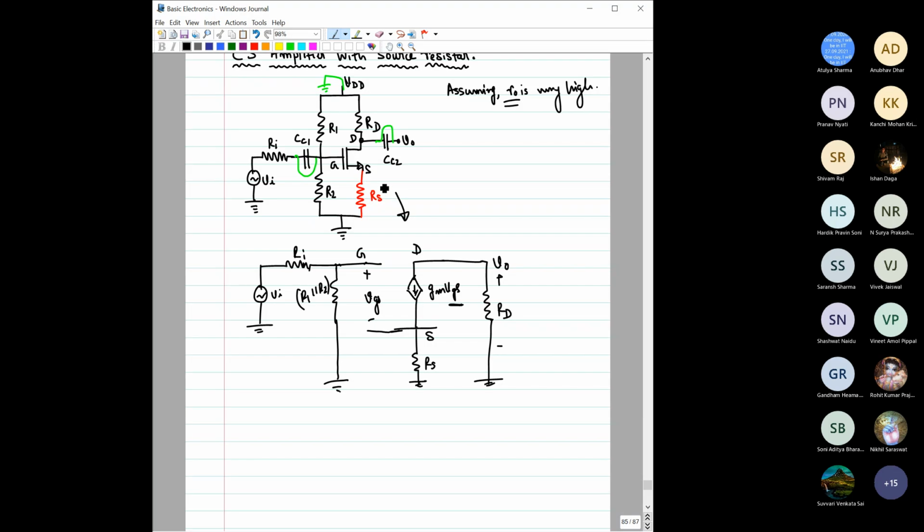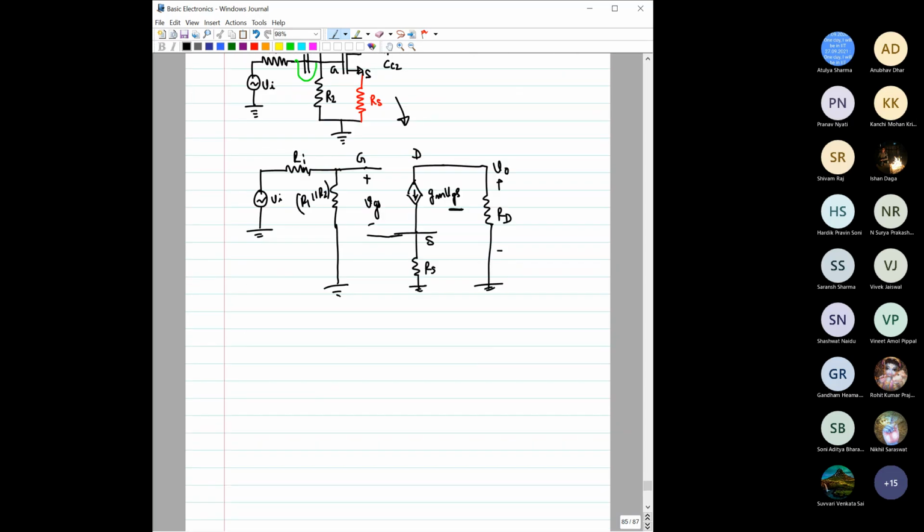So why do you think that it should be grounded? Because there is no capacitor now. If there was a capacitor, then for AC it would have been grounded, no? Yes, sir. But now with the source, this resistance RS is connected, so it would be connected like this only, no? Is it clear to you? Yes, sir. Okay.